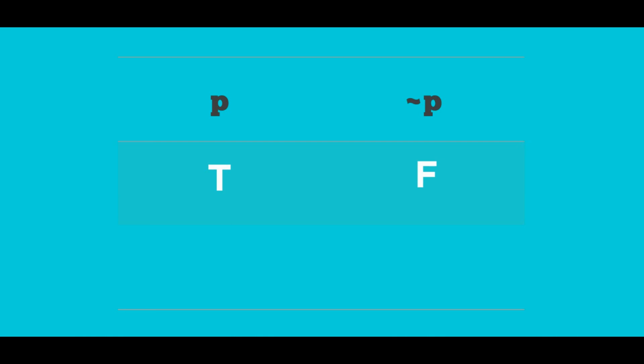For the NOT gate, we have a truth table containing two columns, P and its negation. For the first one, in P, we have T, therefore its negation is F. The second one, false, therefore its negation is true.